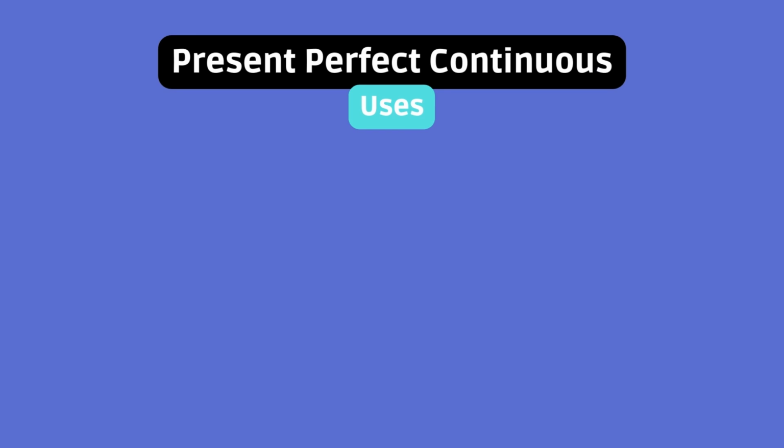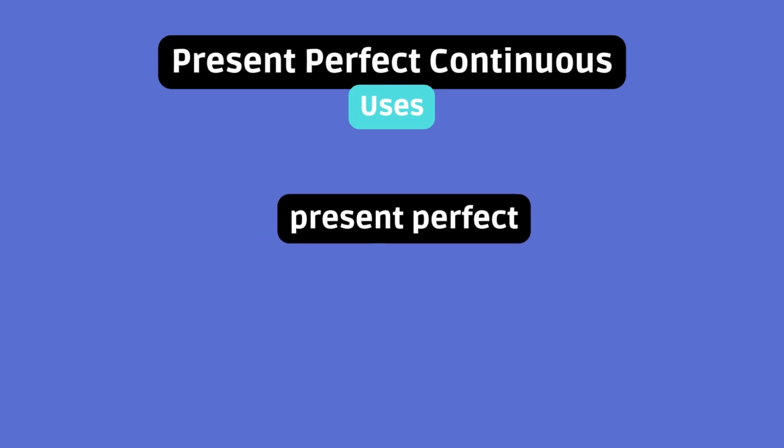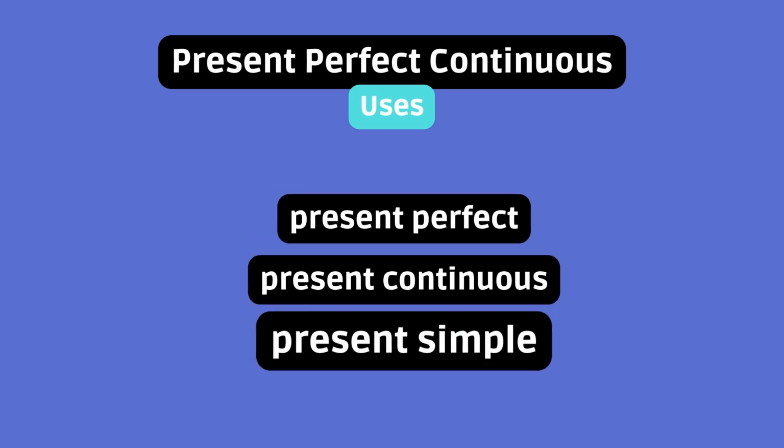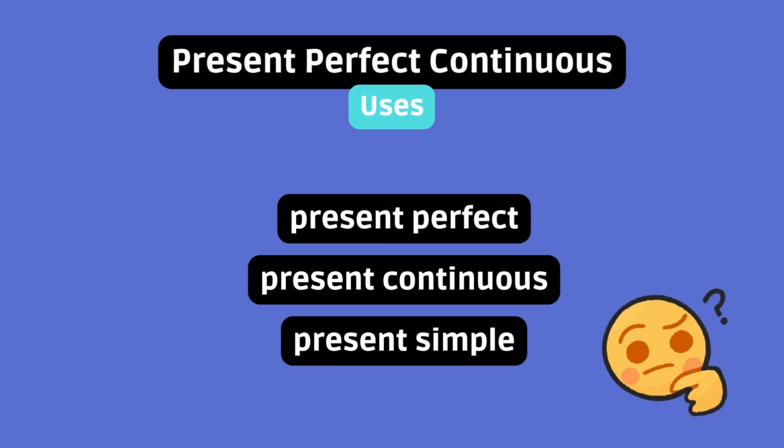Uses. Now, on to when we use the present perfect continuous. It can be tricky to use it in the right circumstances, especially when the present perfect, present continuous, or present simple might seem appropriate as well.